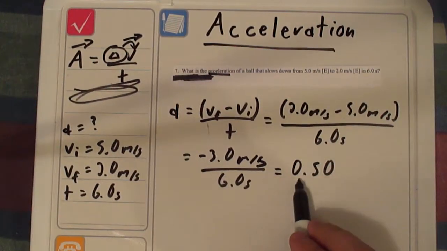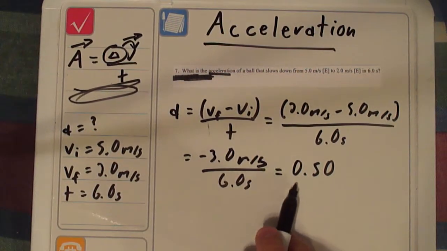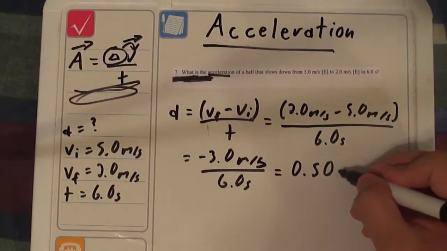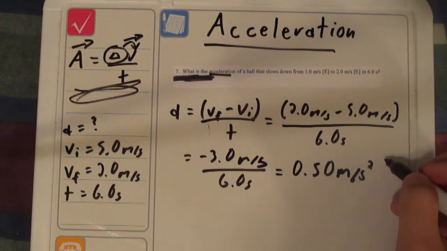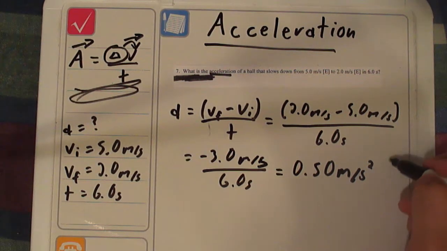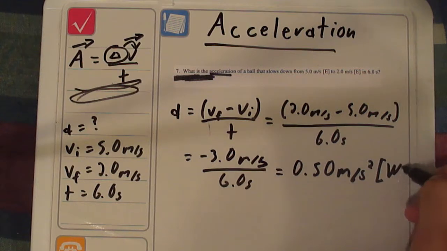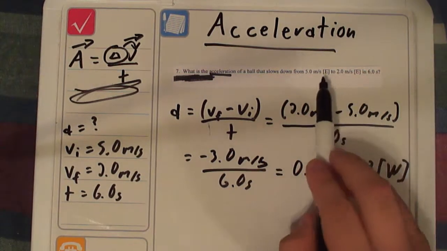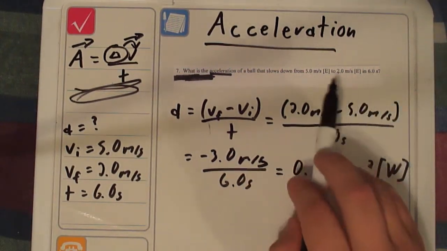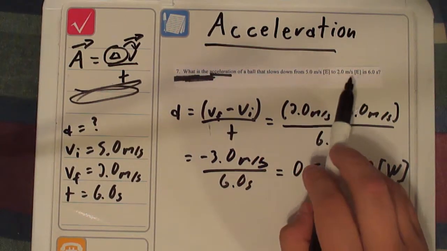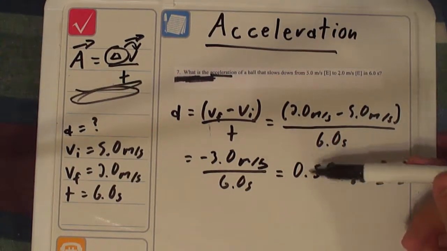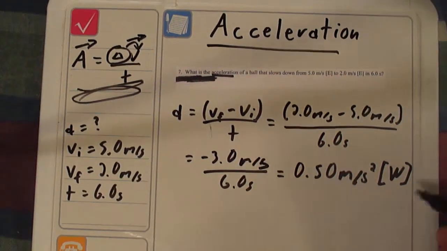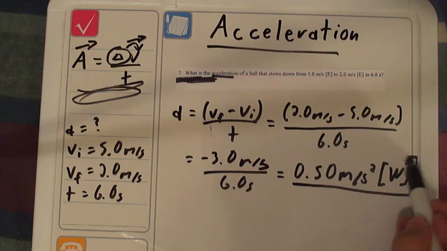That equals 0.50, because this zero is a placeholder, not a significant digit. 0.50 meters per second squared west. Since it is going east and slowing down, we know that it's accelerating west. Anyways, that's our final answer.